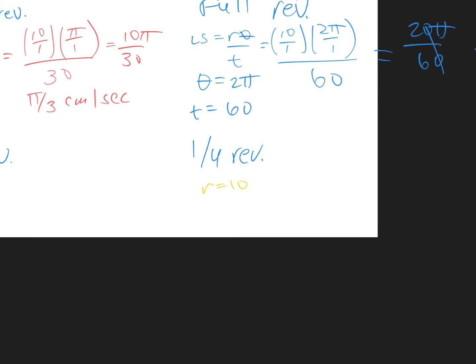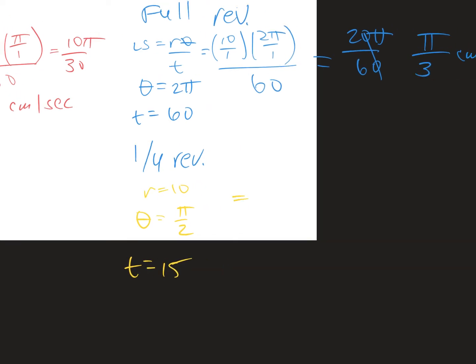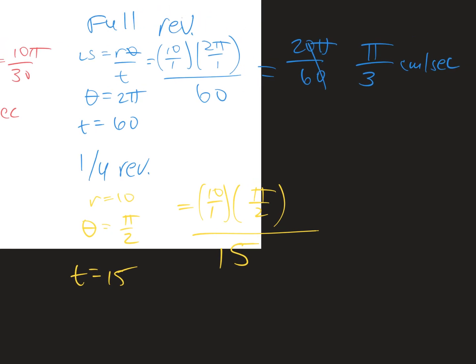All right, what about the same radius, still a radius of 10, but this time I'm telling you, what's the linear speed for a quarter revolution? What's your theta for a quarter revolution? Just pi over 2, good. And how much time elapses? 15. So let's set this up. It's radius times your theta in radians divided by your time. So 10 pi over 2 becomes what? 10 pi over 2 simplifies to 5 pi over 15, I'm sorry. And then what? Oh, pi over 3 again.